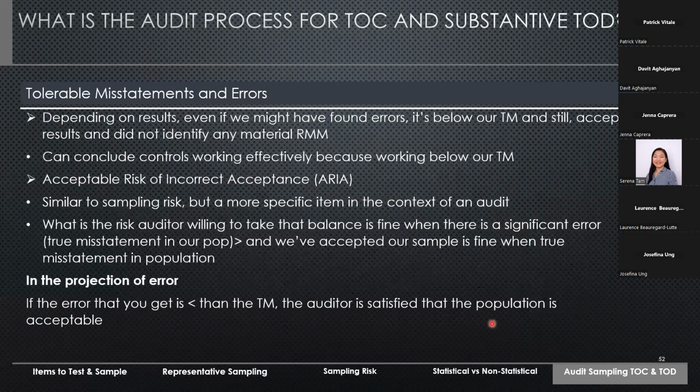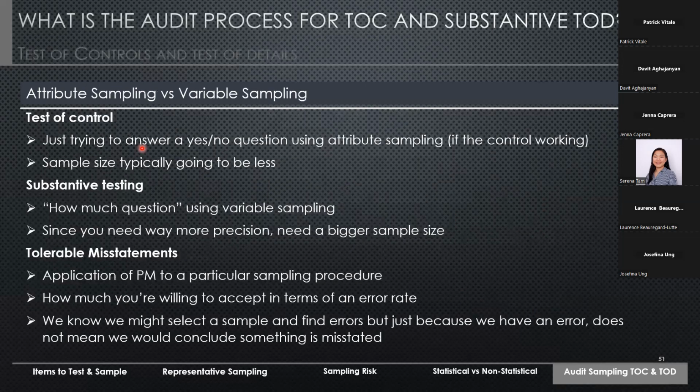Okay, so going back here, depending on the result, even if you might have found errors, it's below our TM and still we would accept this, even if there is this mistake, because it's not material enough. And the tolerable misstatement is the application of PM of a particular sampling procedure. Okay, so PM, performance materiality.